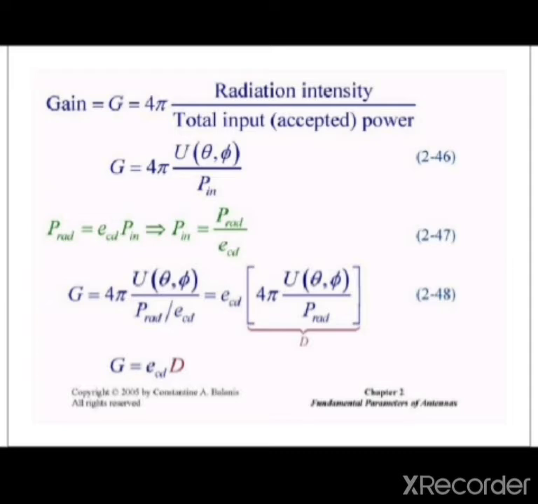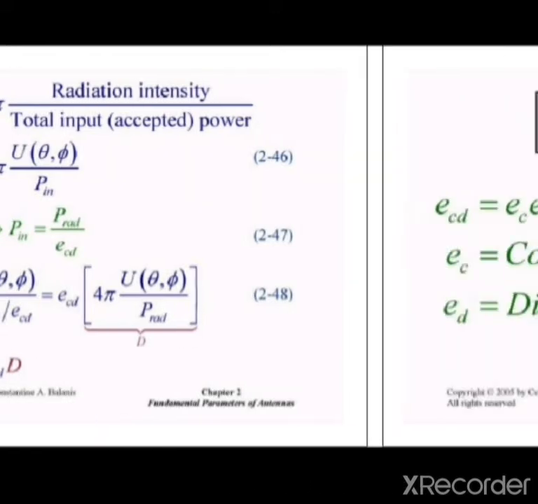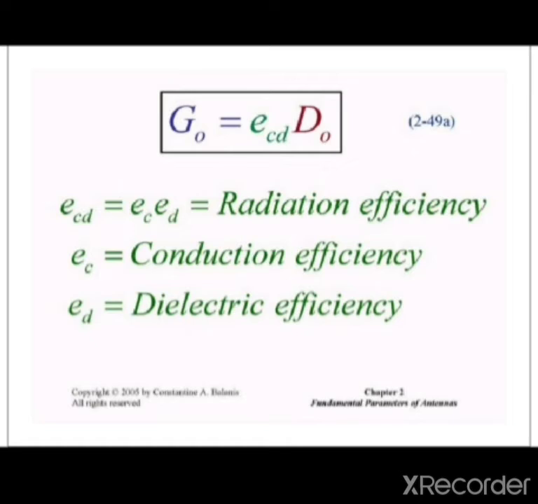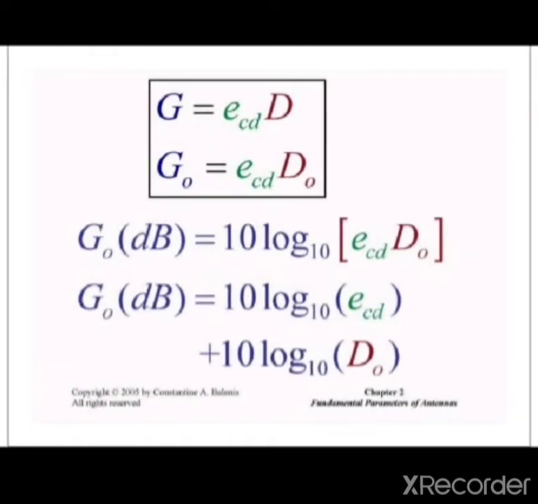So just now I told you G is equal to eta times D. The same formula is there. G is equivalent to e_cd times D, where e_cd is the efficiency of the antenna system, G is the gain and D is the directivity. So this is the relation between directivity and the gain. Radiation efficiency is indicated by e_cd here, e_c is the conduction efficiency, and e_d is the dielectric efficiency. So this is the final formula for the gain and the directivity.